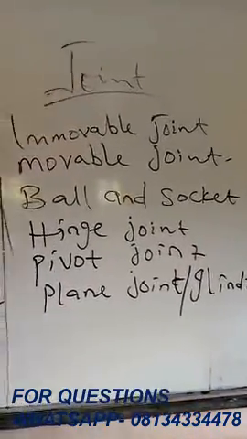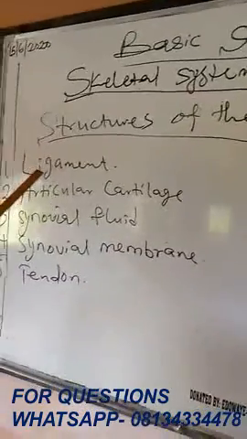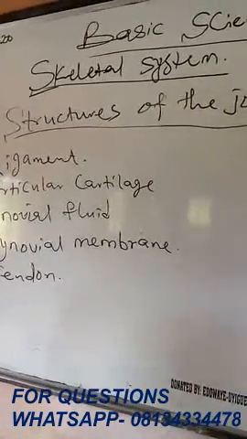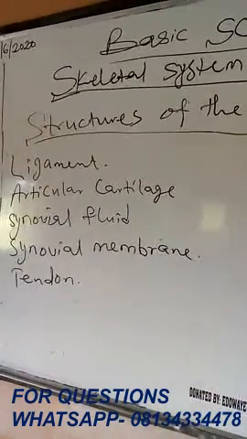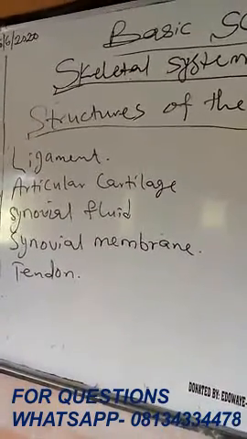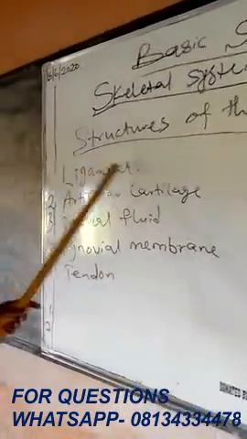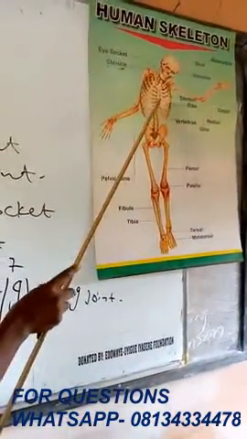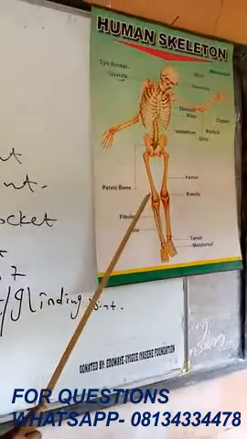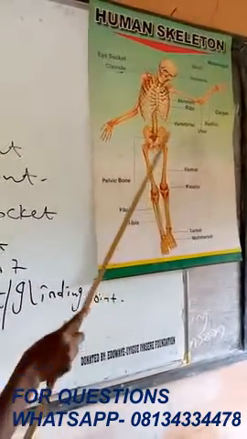The first structure here is known as the ligament. The ligament is that bony structure that holds the bone to a joint. The ligament holds the bones together at a joint. In all these various joints, there are structures. Those are what we are looking at. The first one is the ligament that holds the bone at a particular joint.